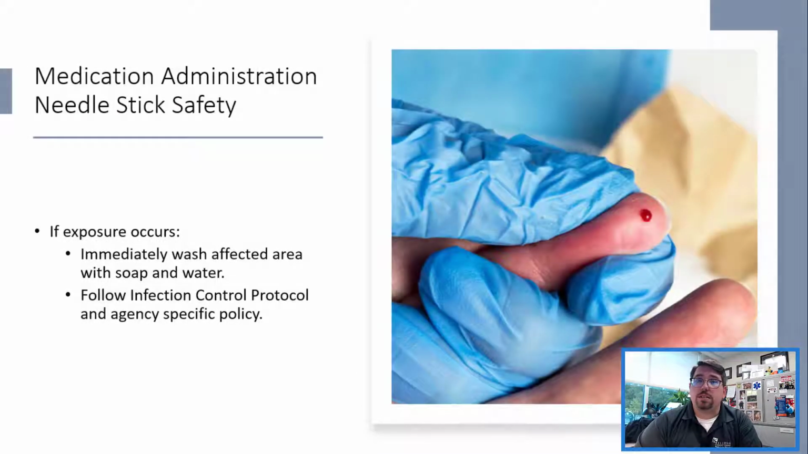Now, there's always a possibility for a needle stick when you're dealing with any type of needle or intramuscular or subcutaneous injection. In the case of an exposure or a needle stick, immediately wash the affected area with soap and water for a good period of time. Make sure that you also follow your agency's protocol for specific infectious disease control. This oftentimes will involve making sure that you get a follow-up seen by occupational health or other procedures to make sure that you are safe from any type of bloodborne pathogen exposure.